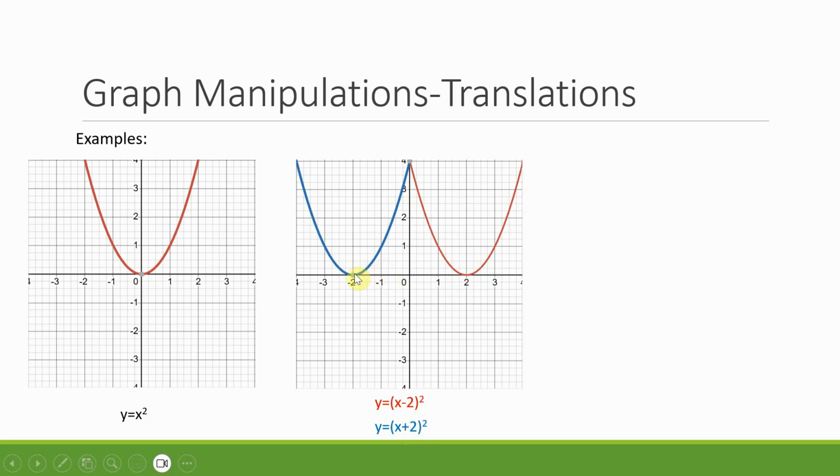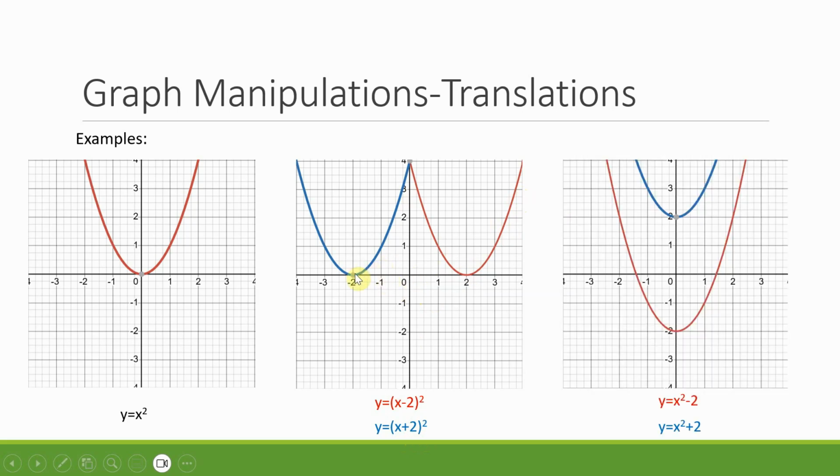Now here's the same examples, but now with it being outside the parentheses, so I'm going to go up and down in the same direction as the sign. So the red being minus 2 is going to go 1, 2, down. Whereas plus 2 in the blue is going to go up 2. So that's all there is for translations, but they're very important because they're one of the most commonly tested of all of these graph manipulations.